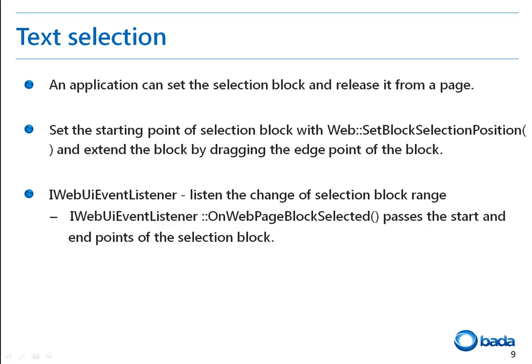To listen to changes of the selection block range, you need to add iWebUIEventListener to the web control and implement its methods. Using OnWebPageBlockSelected, you can handle the block selection event in your application. OnWebPageBlockSelected provides you with the start and endpoints of the selection block.